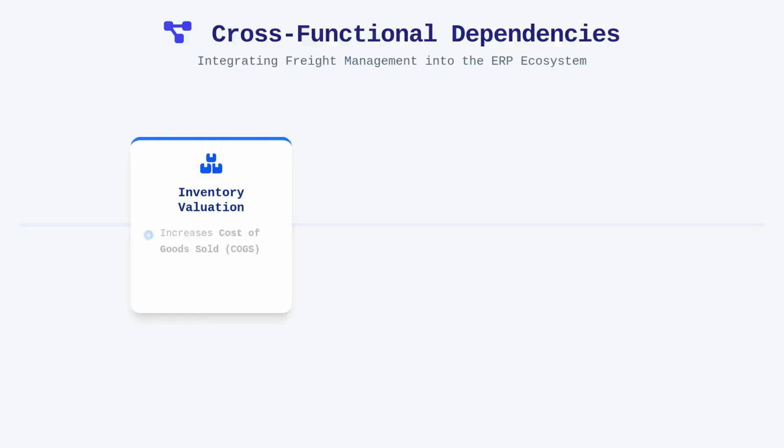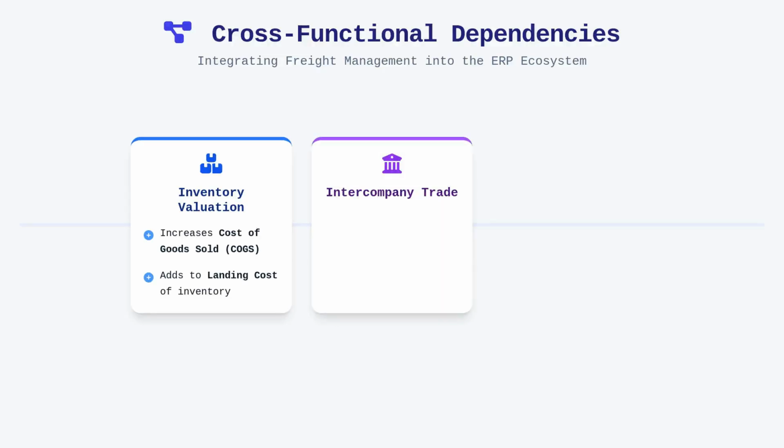Cross-functional dependencies often involve the interaction between your freight costs and your inventory valuation methods. When you account for freight, you are essentially increasing the cost of goods sold or adding to the landing cost of your inventory, depending on your accounting policies. If your organization uses intercompany trade, the reconciliation process becomes even more nuanced, as you must ensure that cross-entity freight charges are handled correctly without creating imbalances in the general ledger.